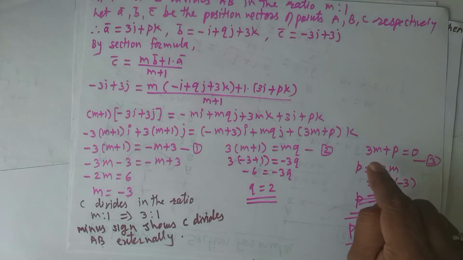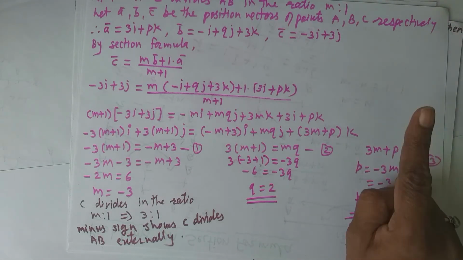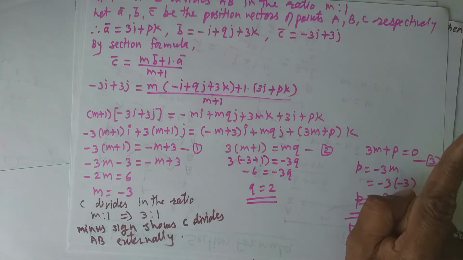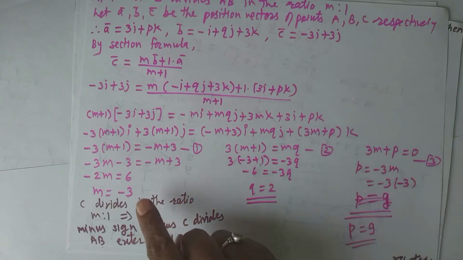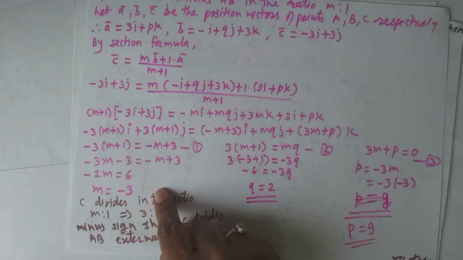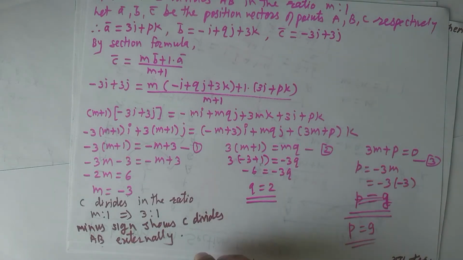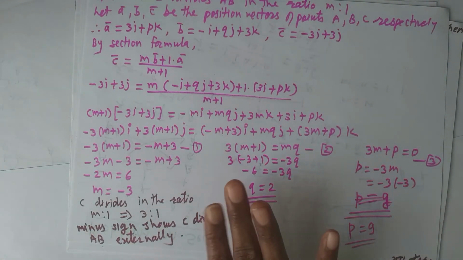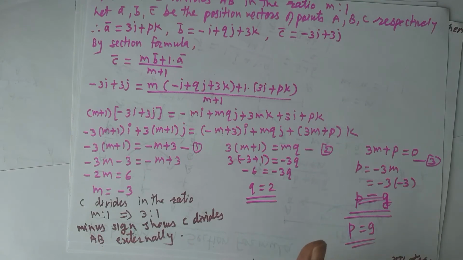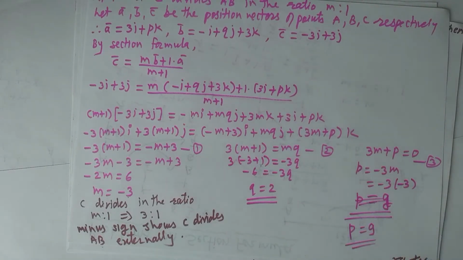In this way it is very simple if we take the ratio m is to 1 and find out the value of m. If you find out the value of m, then you will get the ratio in which point C divides the given line segment. If the value of m is positive, then it divides the line segment internally. If the value of m is negative, then it divides externally. Then keep the value of m in the other two equations and find the values of p and q.